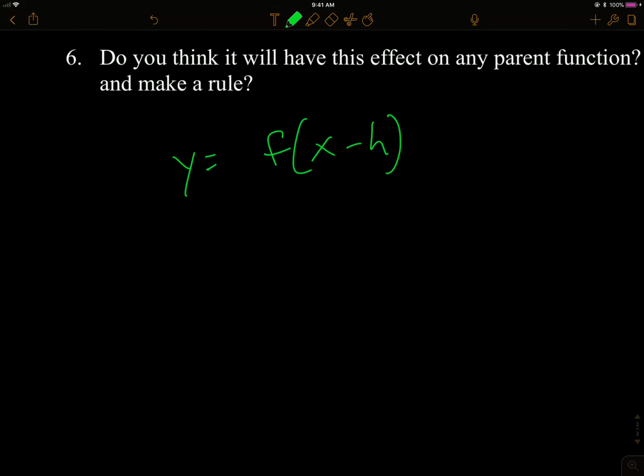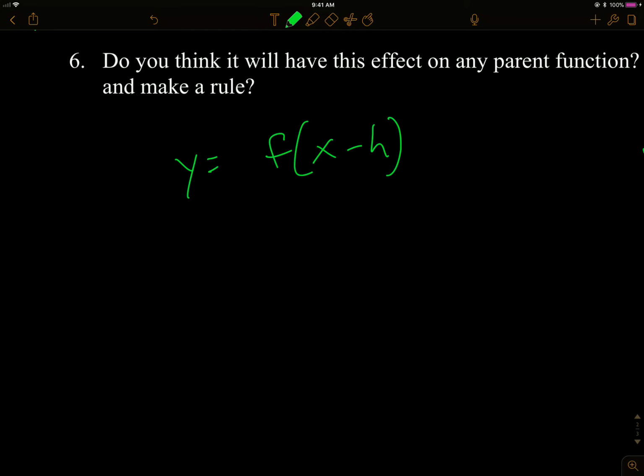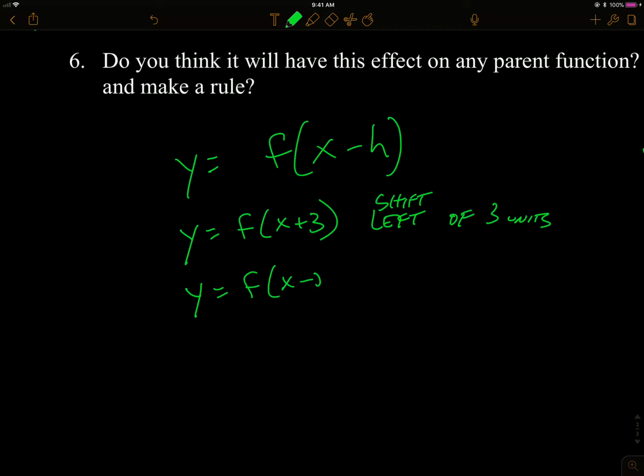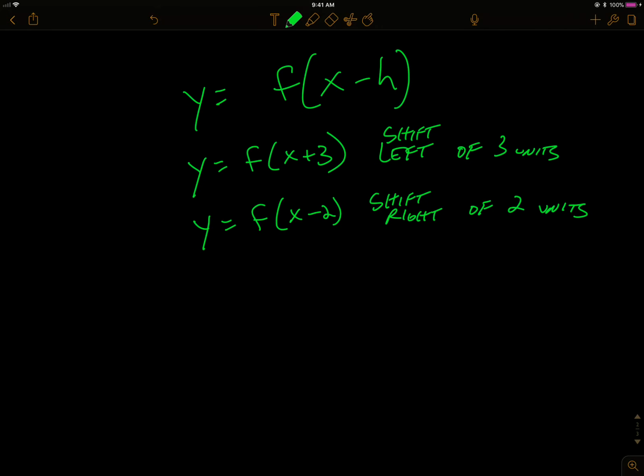Here's what you need to know. So this is our general format. If I have y equals f of x plus 3, that's going to be a shift left of 3 units. If I have this, that's going to be a shift right of 2 units. These are all general functions.